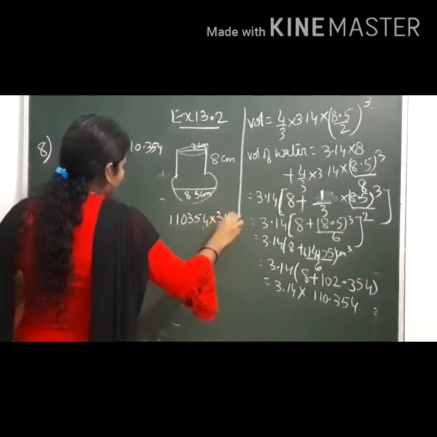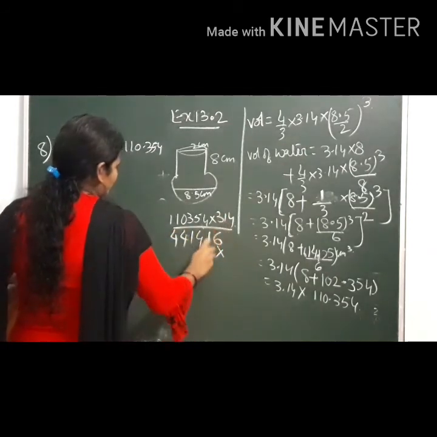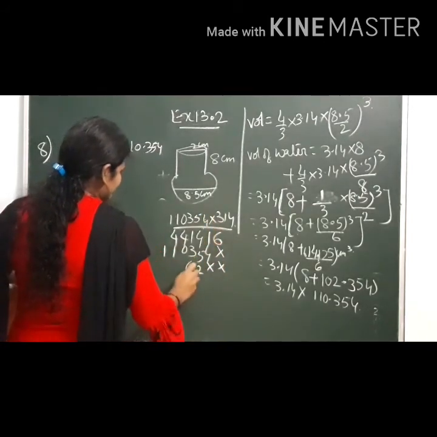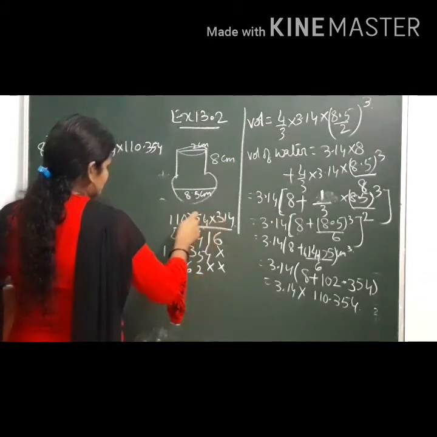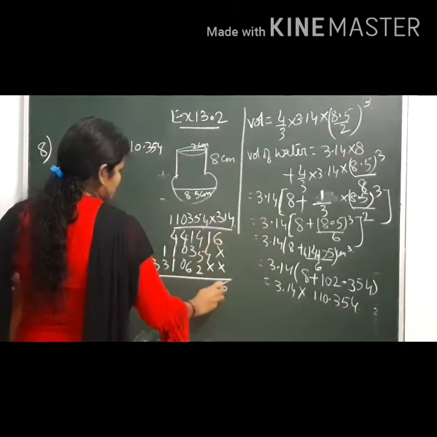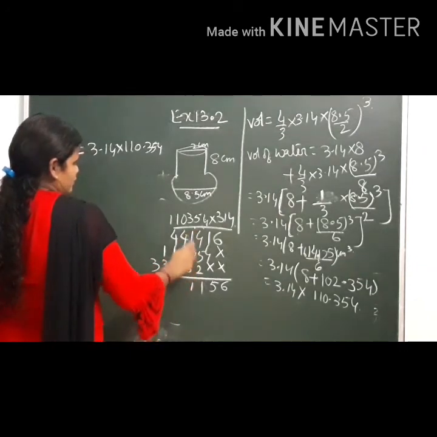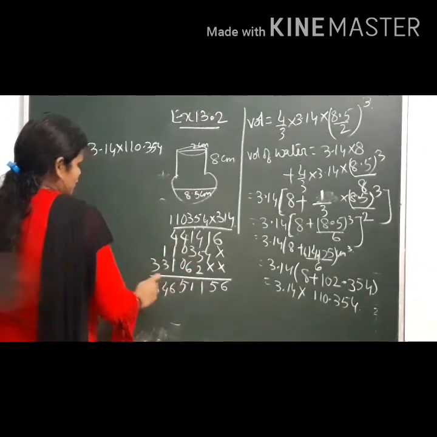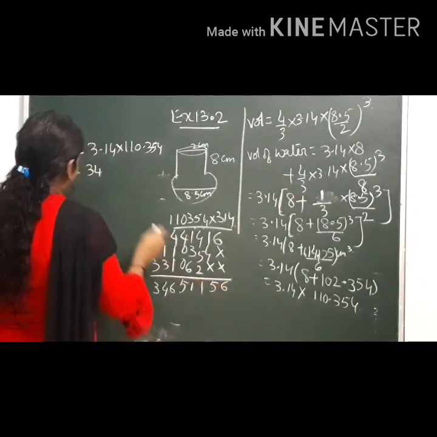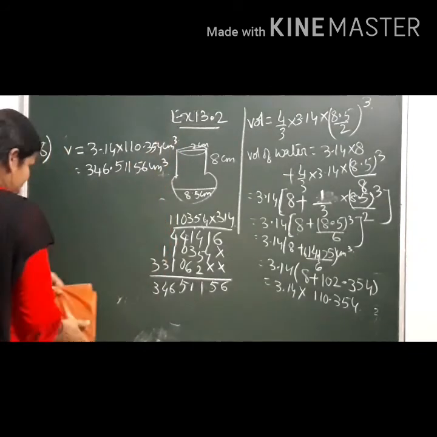Multiplying 110.354 by 314, we do it step by step: 4 times, then 1 times, then 3 times, and add the partial products. The answer is 346.51156 centimeter cube.